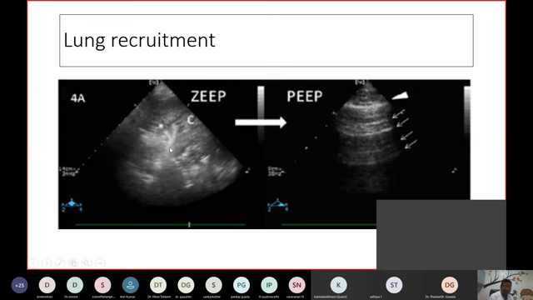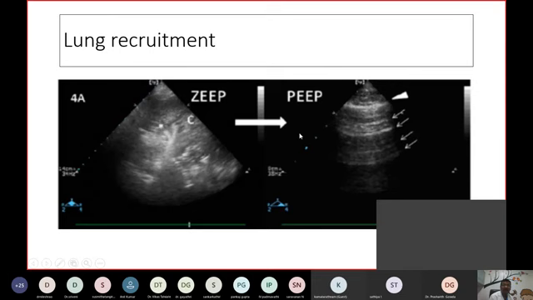You can see the consolidations and air bronchograms. It is without PEEP, and once the PEEP was given and the ultrasound repeated, you can see the recruited lung. So you can make out whether recruitment has happened or not. Bedside ultrasound will help you know whether recruitment has happened, and you can avoid taking an X-ray to look for improvement. Here there's a lot of consolidation, and after giving PEEP you can see you have got an A profile.